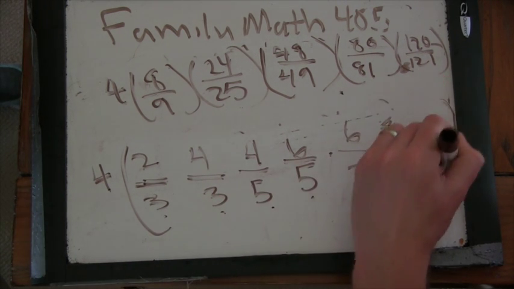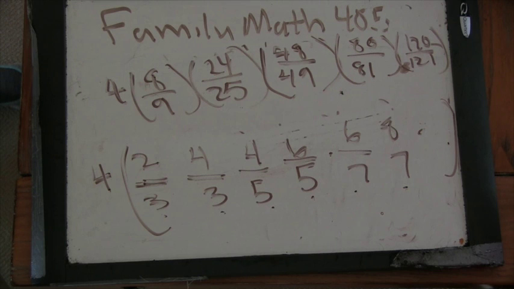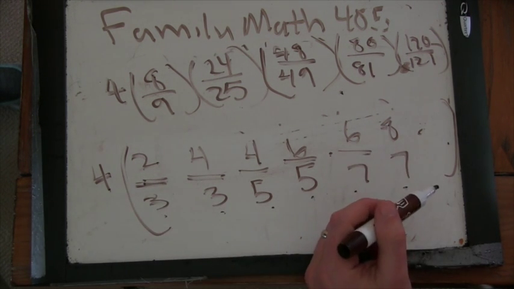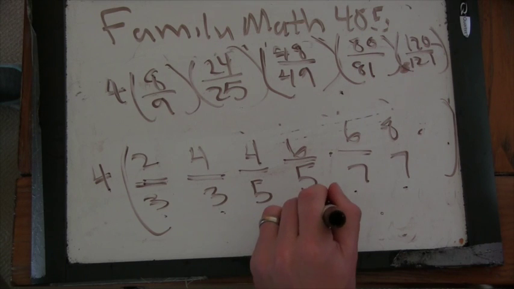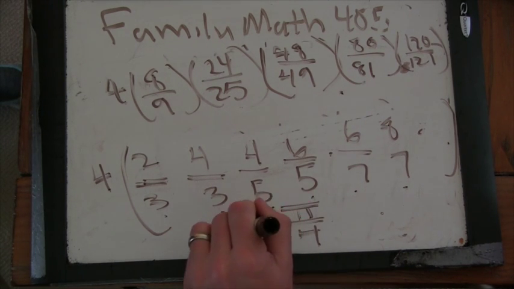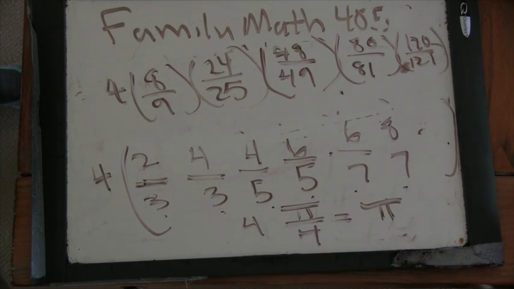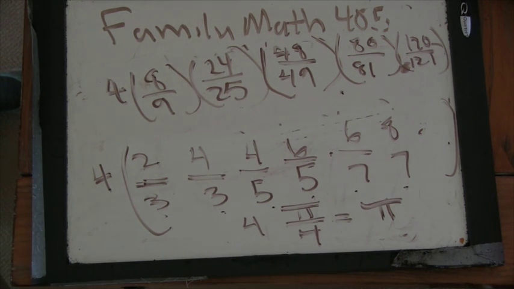7, 7, 9, 9. And believe it or not, this is a well-known product: inside the parentheses it equals pi over 4, times 4, which is pi. So there's all of our fractions. So the area of that is pi. So the area of this square with pieces chopped out is pi.